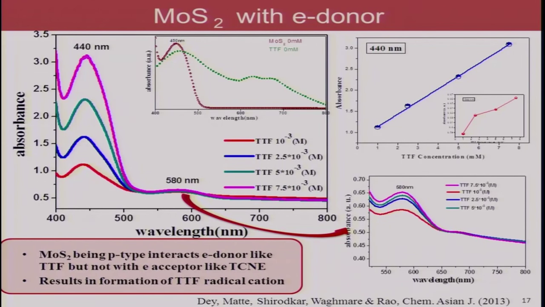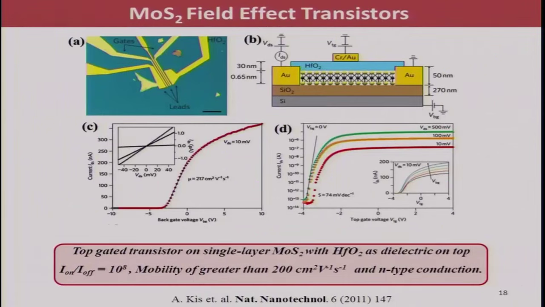However, when you put a molecule like tetrathiafulvalene, which is a donor molecule, it gives out an entire electron. So you get a radical cation of TTF. In fact, some more work has to be done in this kind of area, on the interaction of molecules on the surfaces of MoS2. We have not continued this work. We need to do much more in this area.